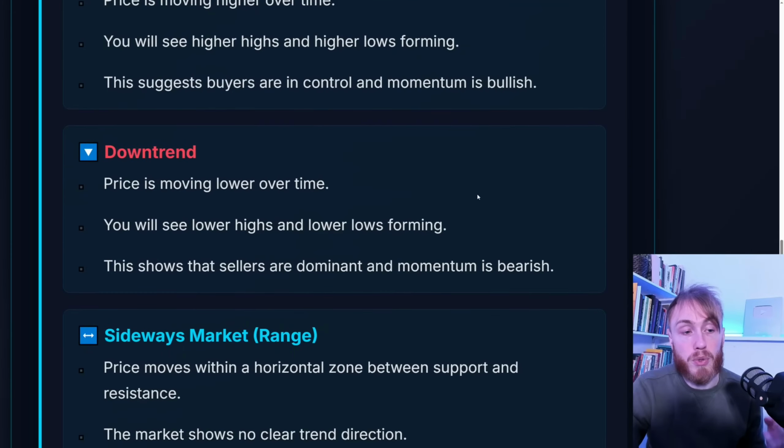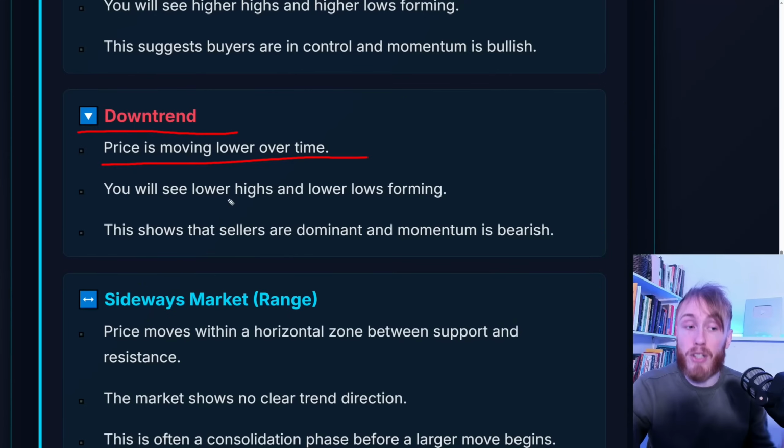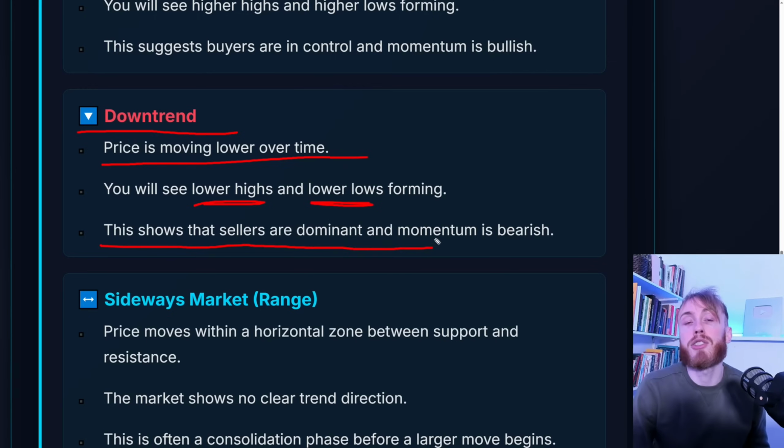And when it comes to the next trend state, we of course also have the downtrend. The downtrend is the exact opposite of the uptrend. This is when price is moving lower over time, and we see both lower highs and lower lows forming. And this shows that now the sellers are the dominant force in the market, and the overall momentum is bearish.